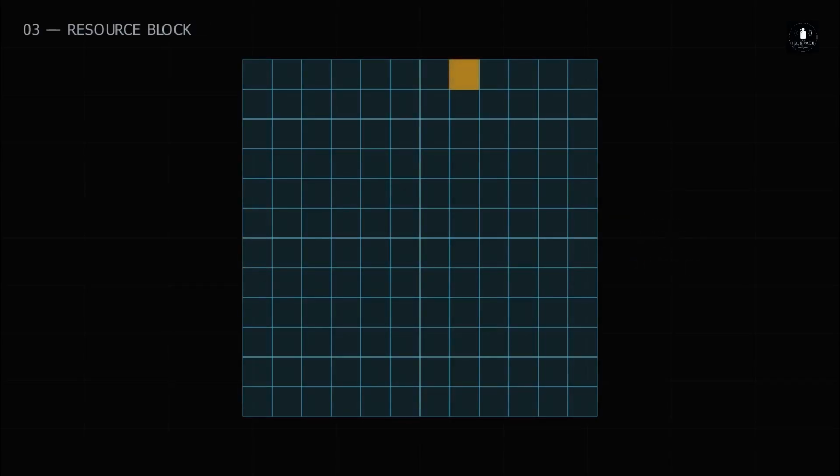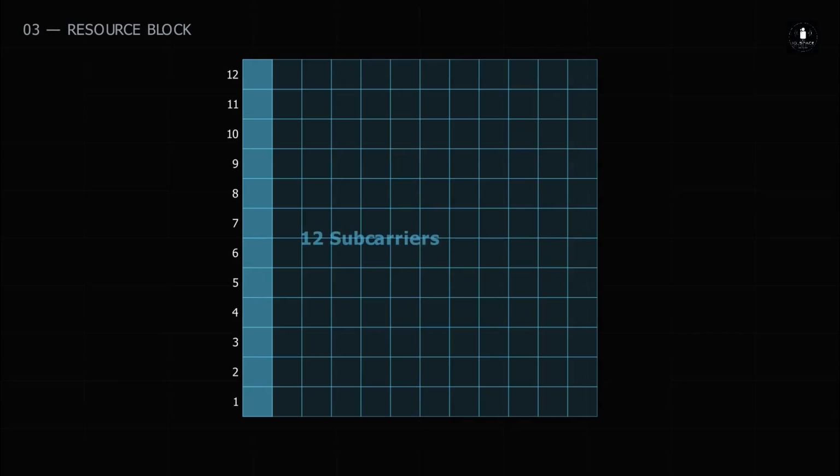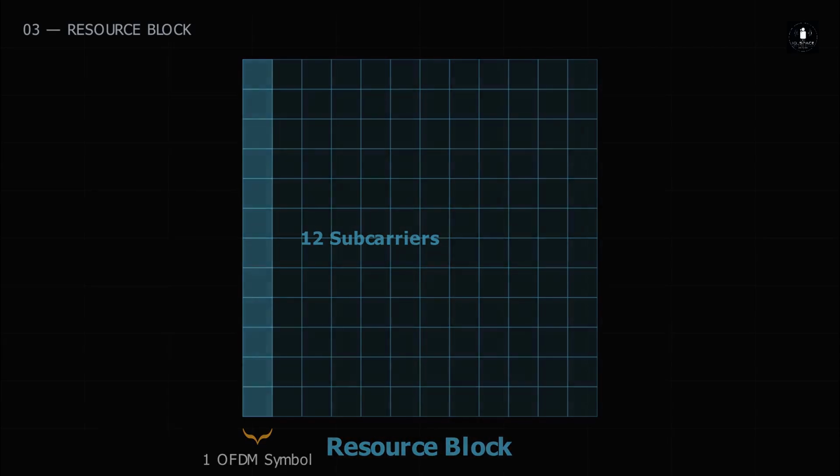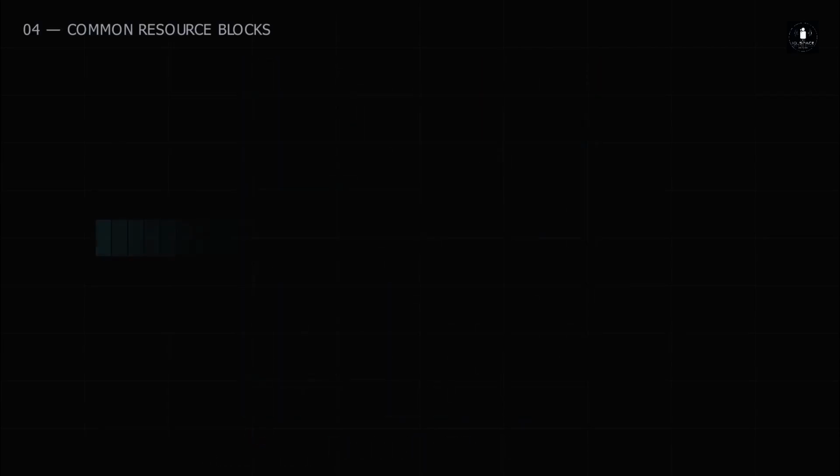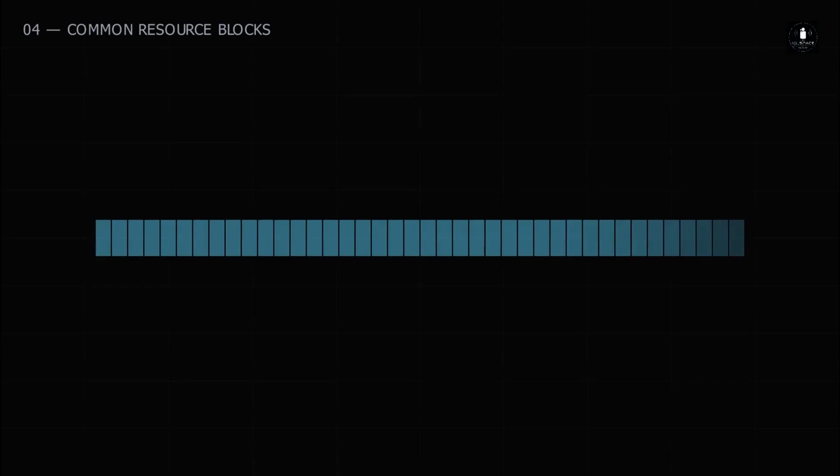In NR, resources are not assigned in terms of the number of resource elements. Instead, 5G groups them together as 12 consecutive subcarriers over one OFDM symbol, which is called one resource block. The entire carrier band has hundreds of resource blocks.